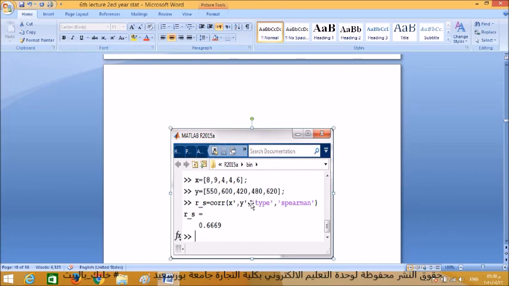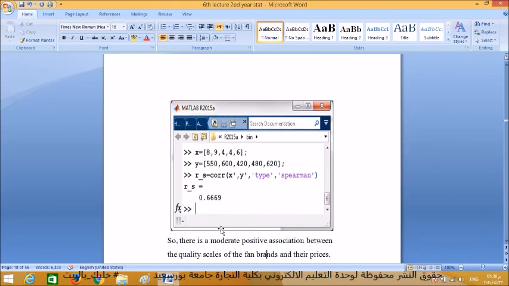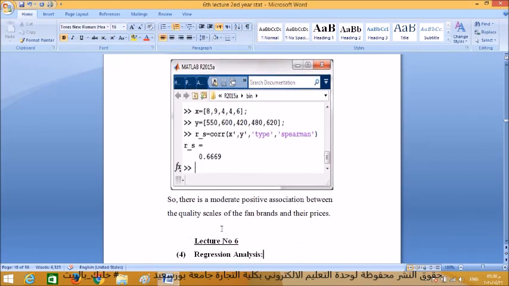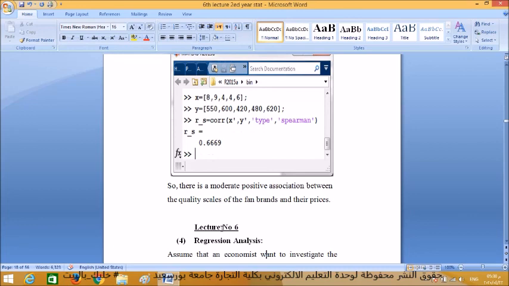By MATLAB, we use the function corr, but we have to add the type Spearman. So the syntax is corr of x and y, then the name and value pair: put 'Type' between quotation marks and 'Spearman' between quotation marks. This will give you the Spearman coefficient of correlation like this.